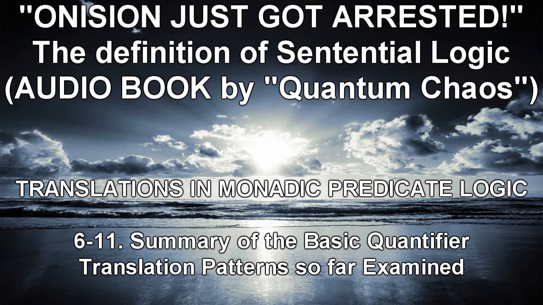Summary of the basic quantifier translation patterns so far examined. Before continuing, it is a good idea to review the basic patterns of translation that we have examined so far. These are given as follows. Simple quantification plus negation: 1. Everything is B. 2. Something is B. 3. Nothing is B.